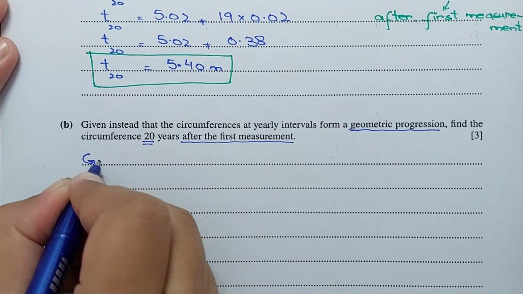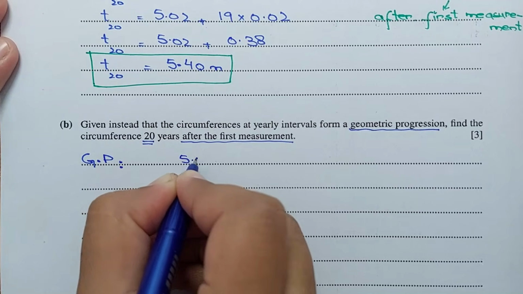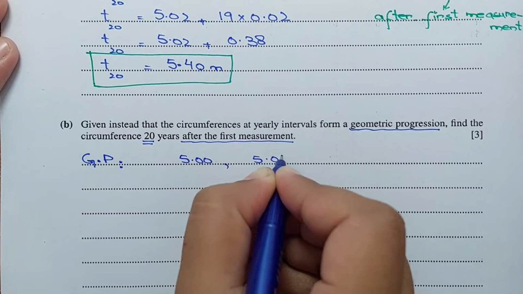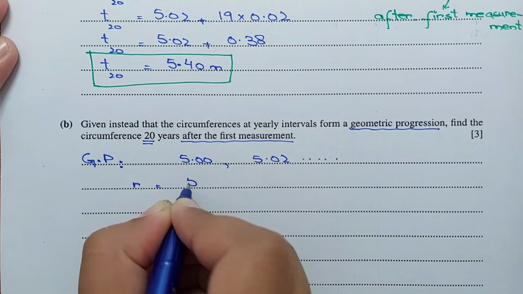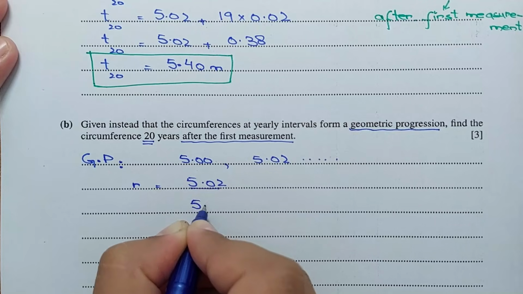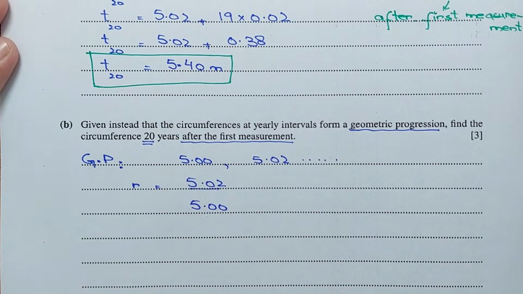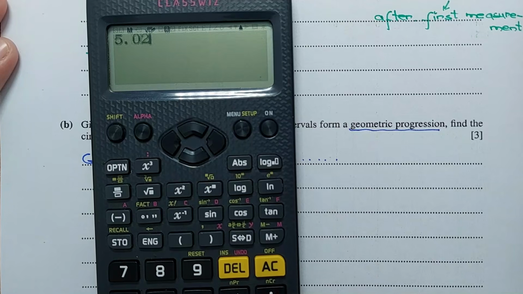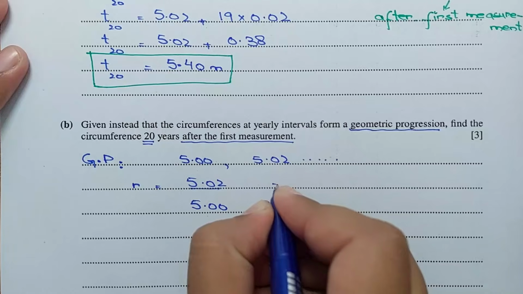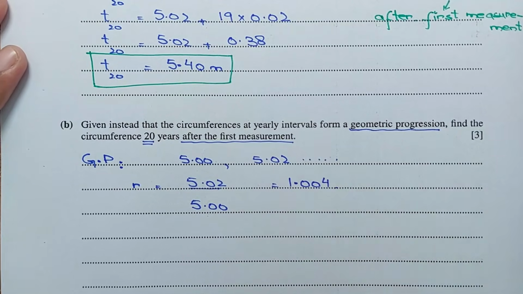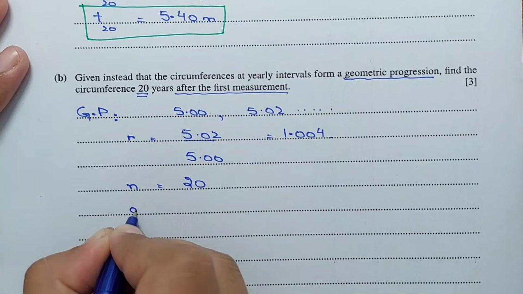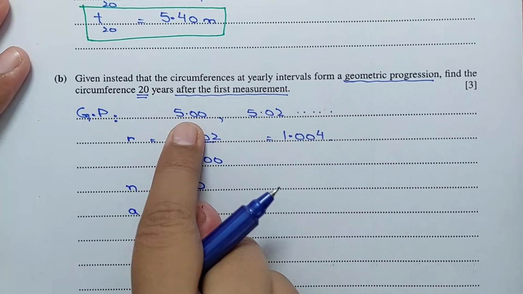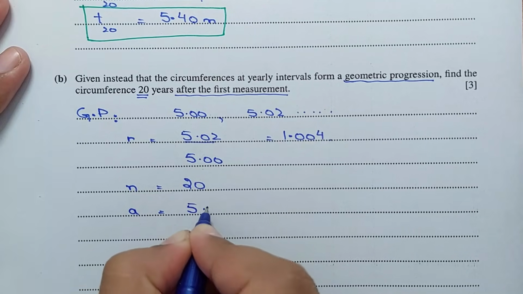So now for a geometric progression, the first term is 5.00, the second term is 5.02, and so on. What is the common ratio? The r value is the second term divided by the first term. So 5.02 divided by 5.00 is 1.004. So the common ratio is 1.004. It is a geometric progression, right? And the n term is 20, we need to solve. And what is the a term? After the first measurement it is 5.02.